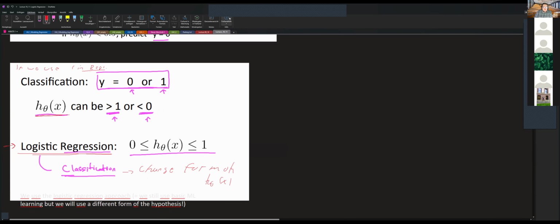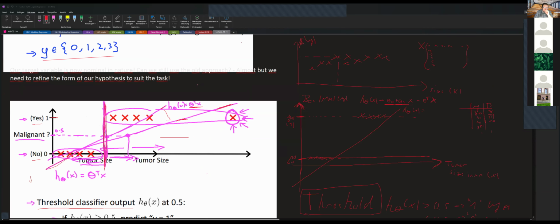But let's see, we have a question here. It's too sensitive to outliers. Yeah, exactly. Tristan is right. It's too sensitive to outliers. It has many disadvantages, right?